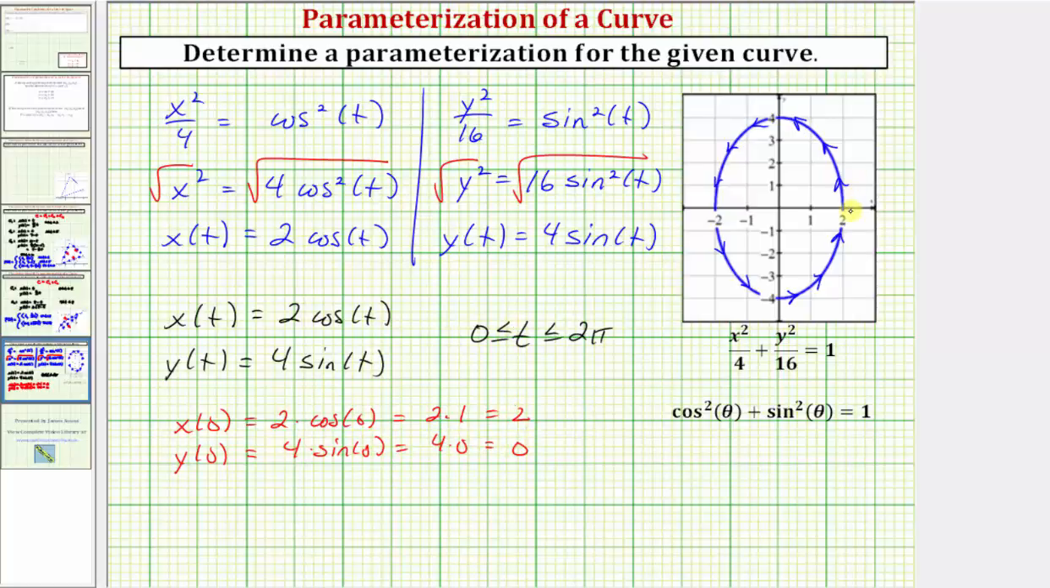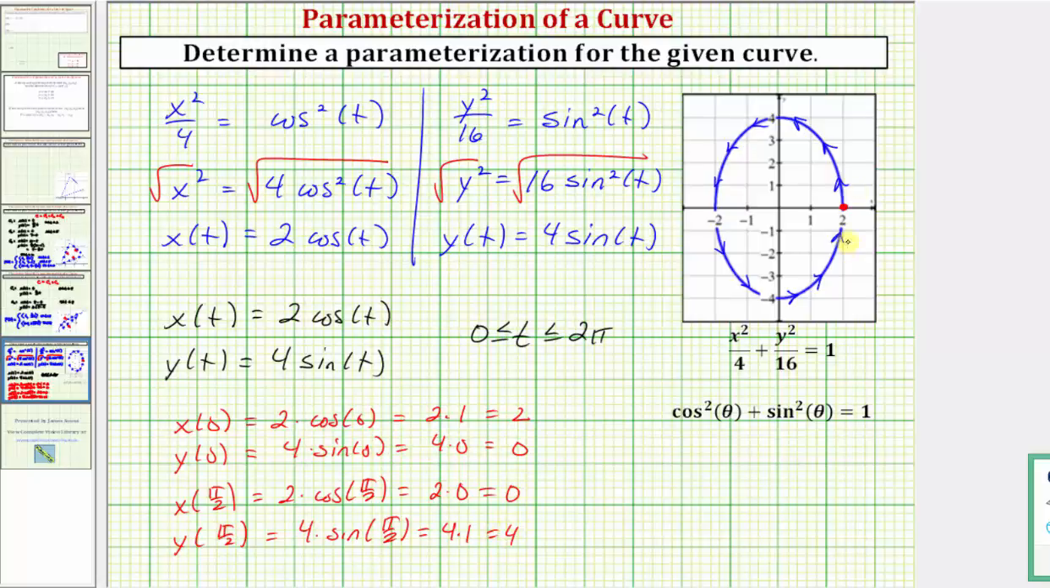So at t equals 0 at this point here, let's go ahead and check the values of x and y at pi over 2. So x of pi over 2 would be equal to 2 times cosine pi over 2, which would be 2 times 0, which is 0. And y of pi over 2 is equal to 4 times sine pi over 2, which would be 4 times 1, which equals 4, which would be at this point here, giving us the correct orientation.